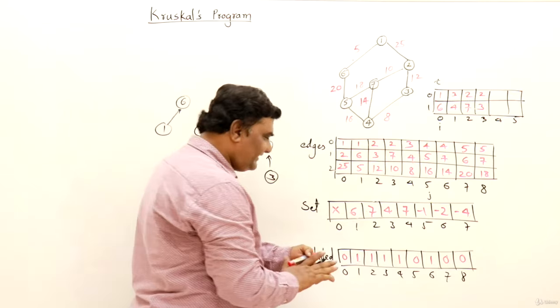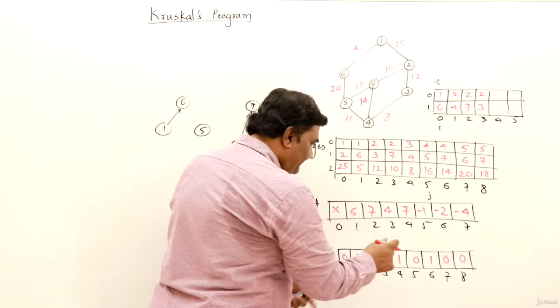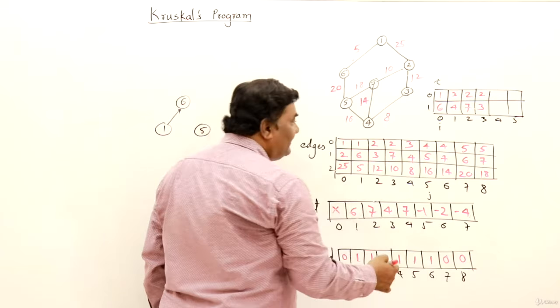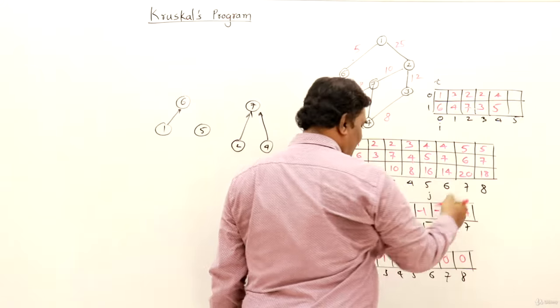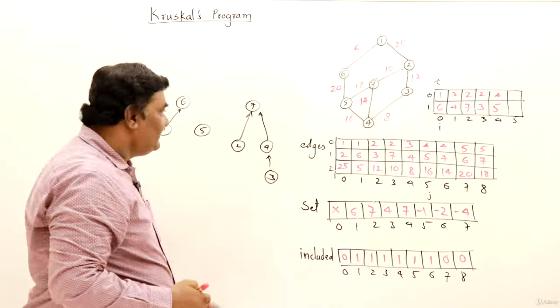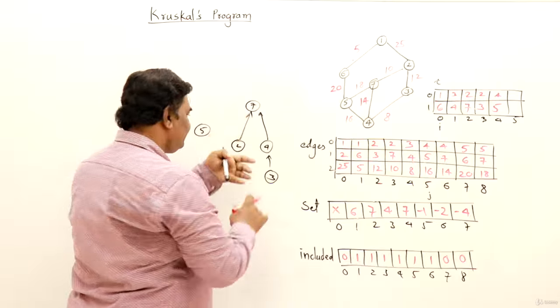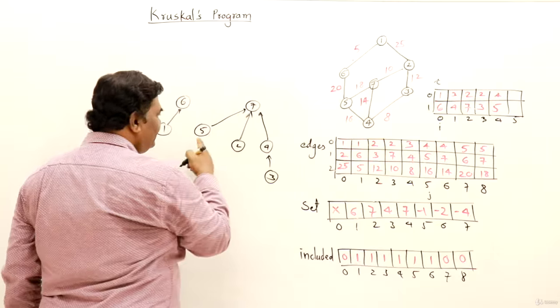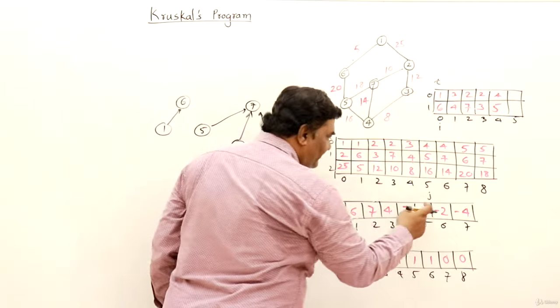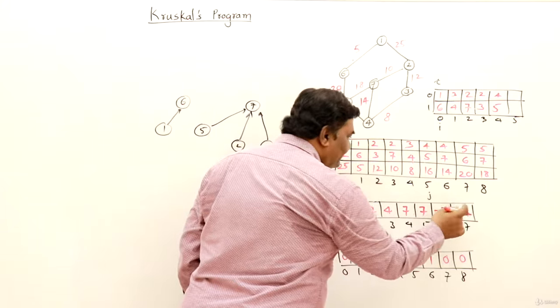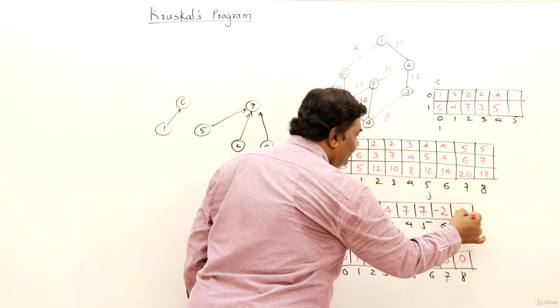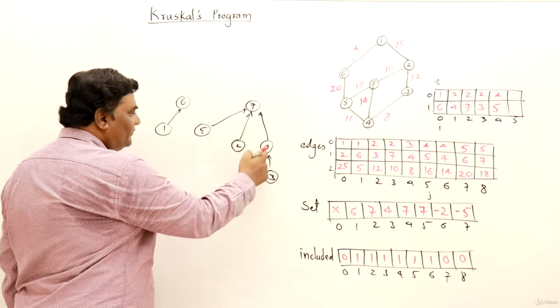So when it is not forming a cycle, include this 5. Make it as 1 here. Then this is 4 comma 5. Then we have to perform union. So 5 should go under this 7 because this is the parent of this one. And how many are there? Minus 4 and this is minus 1. So here we write 7 and now this is having minus 5. 5 vertices are there. 1, 2, 3, 4, 5.